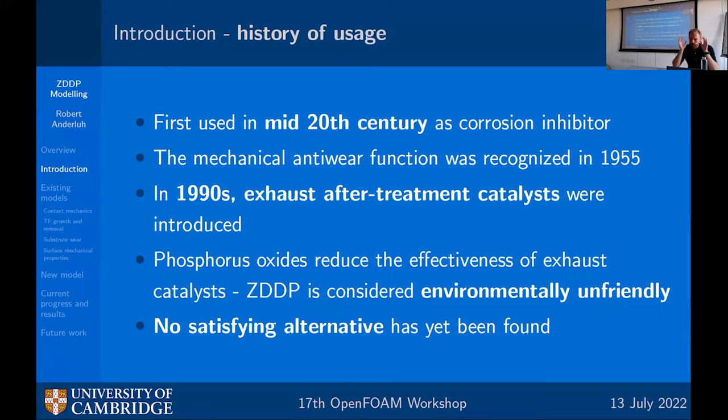Their usage was completely fine, but in the 1990s, exhaust after-treatment catalysts were introduced into internal combustion engines as a technology. The problem is that phosphorus oxides that come to life as a side effect of ZDDP tribofilms reduce the effectiveness of exhaust catalysts. For that reason, ZDDP is considered environmentally unfriendly. However, so far, no satisfying alternative has been found. We're talking about something that's cheap enough and effective enough and so on.